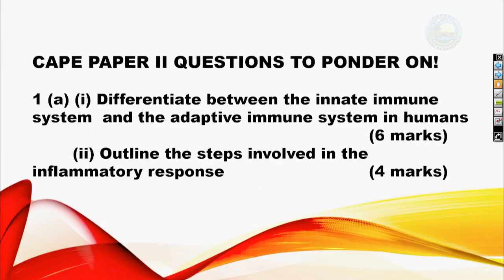So these are two parts of a question that would be the type of question you will get in an essay type, structured type question. Differentiate between the innate immune system and the adaptive immune system in humans. Outline the steps involved in the inflammatory response.